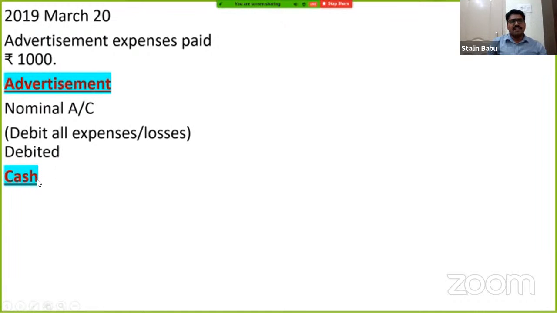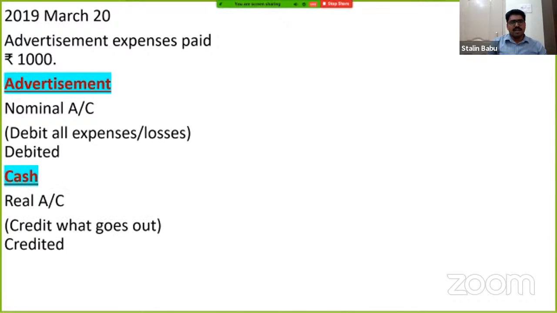Cash comes under real account. What is the principle of real account? Debit what comes in, credit what goes out. Here we are making payment. Paid means cash is going out of the business, so credit what goes out. Here cash is going out, so cash account should be credited. So then what is the entry? Advertisement account debit to cash account.